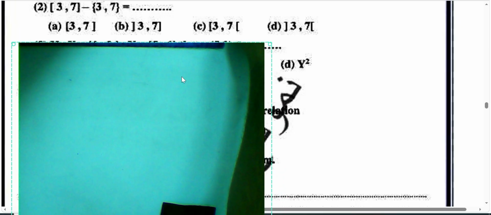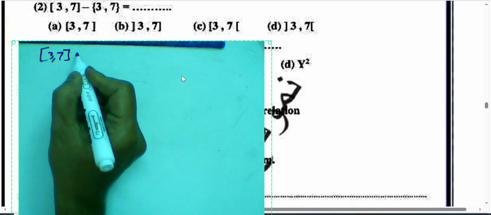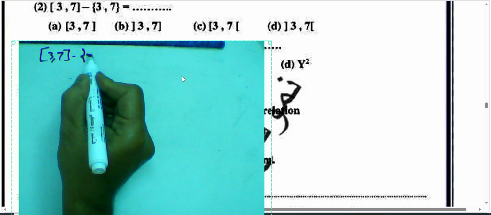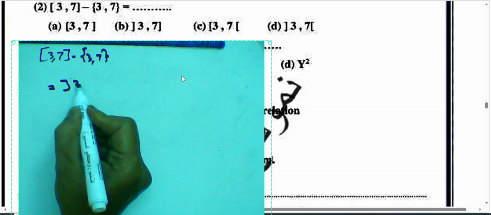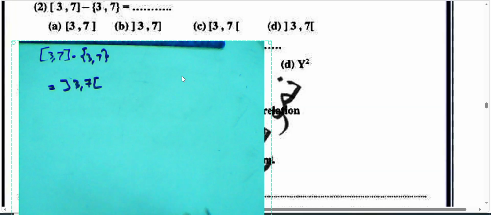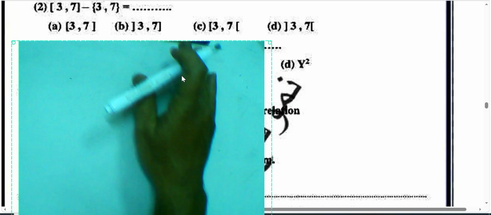Number 2. We have intervals 3 and 7, closed interval. Subtract by 2 points, 3 and 7. You can cancel 3 and 7. It will be opened interval from 3 to 7. It will be opened. Okay.